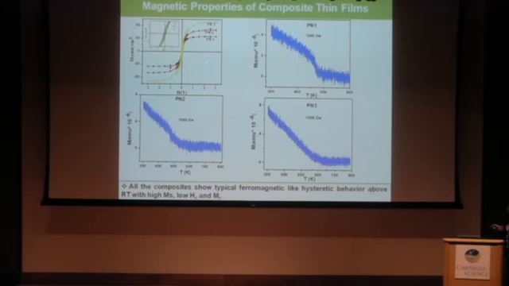Here you can see the PN1, PN2, and PN3 thin films. They have very low coercivity and low remanent magnetization. And here we also observed that as we increase the magnetic content, and these are the field-cooled curves taken at 1000 Oersted, the magnetic transition goes on increasing.